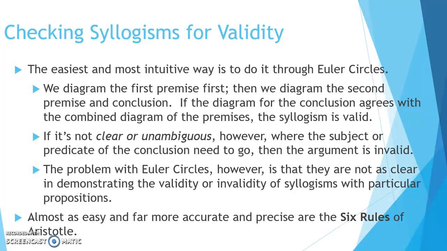If it's not clear or unambiguous, however, where the subject or predicate of the conclusion need to go, then the argument is invalid. The problem with Euler circles, however, is that they are not as clear in demonstrating the validity or invalidity of syllogisms with particular propositions, that is, I or O propositions. Almost as easy and far more accurate and precise are the 6 rules of Aristotle, which I will now go through.